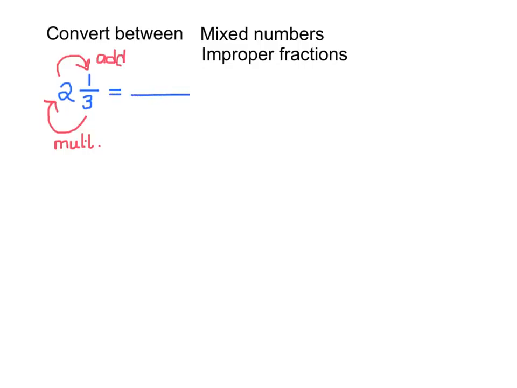We want to take the denominator 3, and multiply it by the whole number part, which is 2. We're going to do that first. And then we're going to add the numerator, which is 1. The denominator stays the same. Well, 3 times 2 is 6, and we have 6 plus 1 divided by 3. And 6 plus 1 is 7, so it's 7/3.